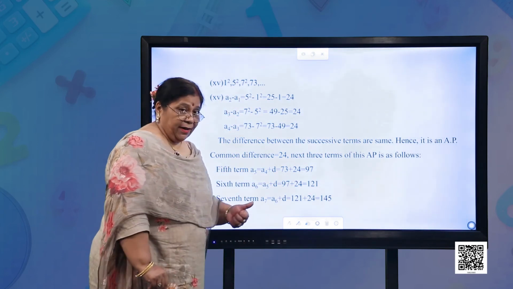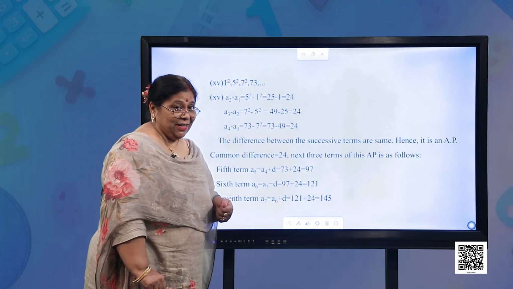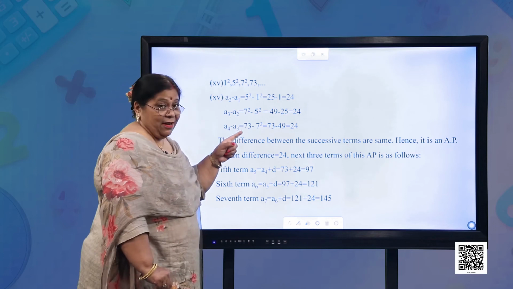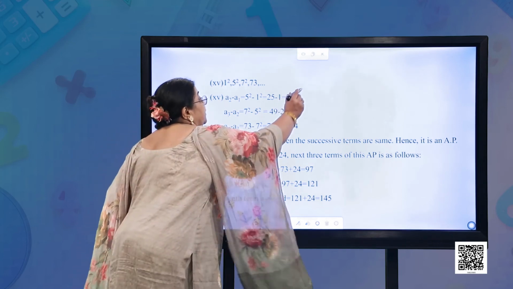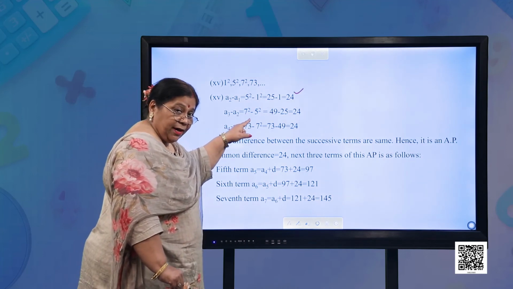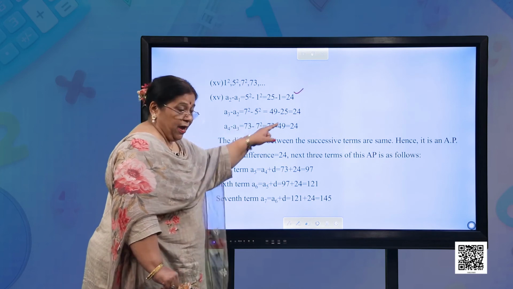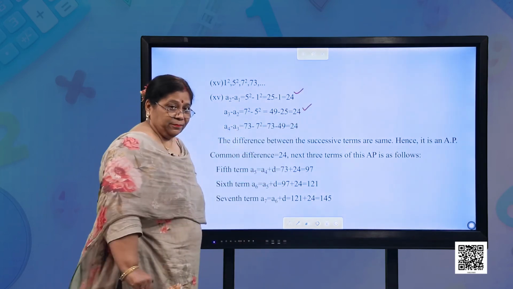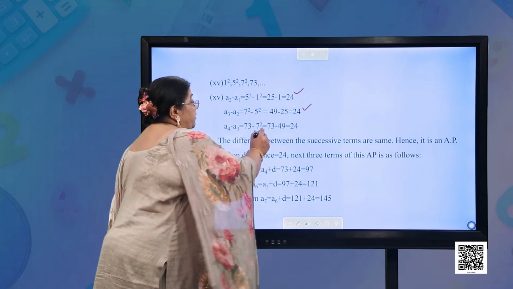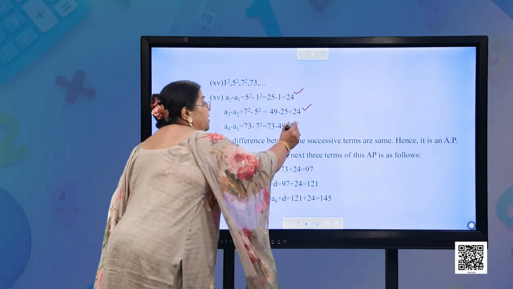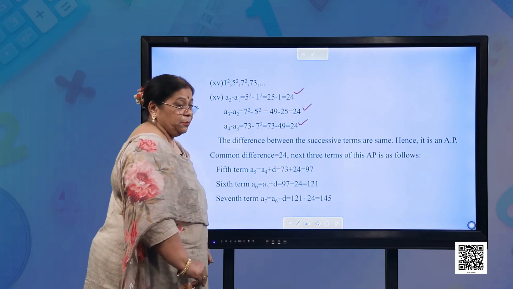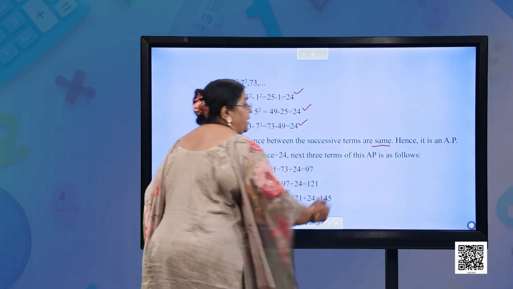We have 1 square, 5 square, 7 square and 73. Just see, A2 minus A1 is how much? 5 square minus 1, 25 minus 1 is 24, and A3 minus A2 is 7 square minus 5 square. What is 7 square? 49, 5 square is 25, when I subtract I get 24. Alright. A4 minus A3 is 73 minus 7 square. So, 73 minus 49 again gives me 24. Is it an AP? Yes. The differences between the successive terms are the same, therefore, it is an AP.